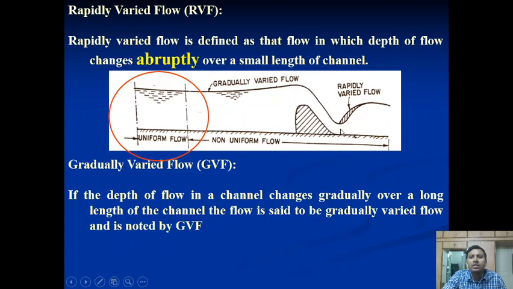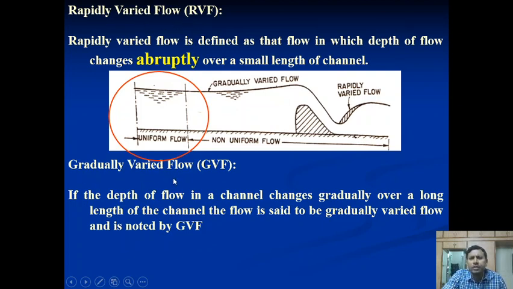So you can see here, suppose this depth you consider as y1 and this depth you consider as y2, then you can understand the difference between y1 and y2 over the small distance is very high. And this we consider as abrupt. So this is the abrupt change in the depth of water over a small length of the channel, so we consider it as rapidly varied flow.